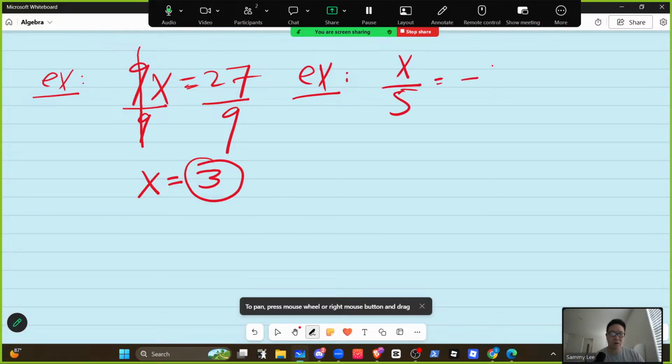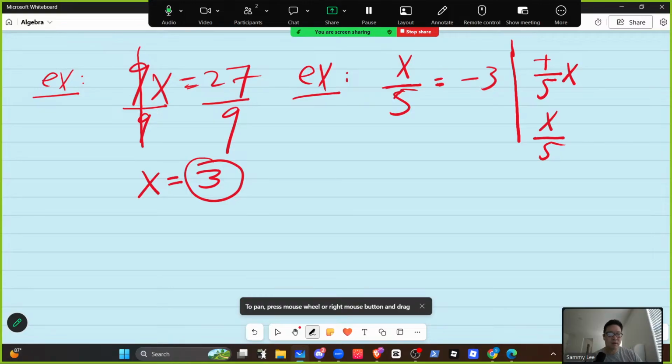Here we have x over 5 equals negative 3. So x is being divided by 5. Another way that you might see this written down is in this manner. x over 5 is the same as 1 over 5 times x, because 1 times x is x, so that's going to be x over 5. So these two are the same thing.